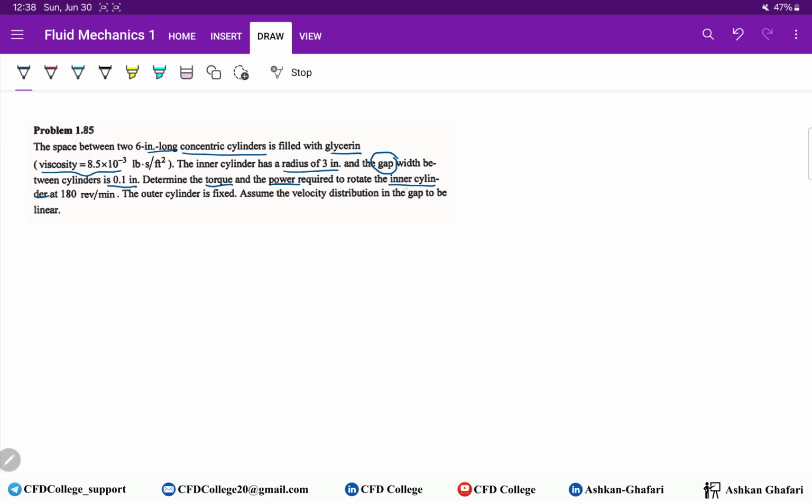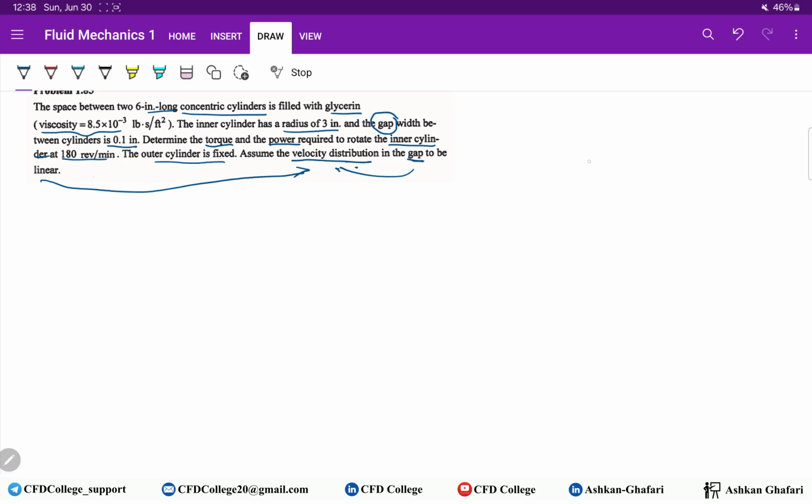So we want to rotate the inner cylinder at 180 rev per minute, and we want to find the torque and the power. The outer cylinder is fixed, and since we have a gap, the velocity distribution in the gap is linear. We already knew that, as I told you before. So this is the inner cylinder. This is the outer cylinder, which is fixed, and this one rotates. Here we have the gap with this thickness, and this cylinder rotates.